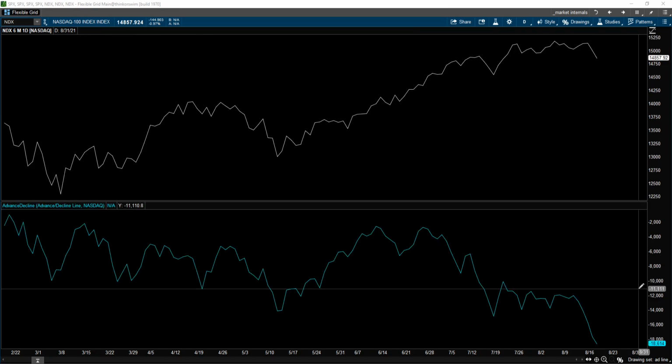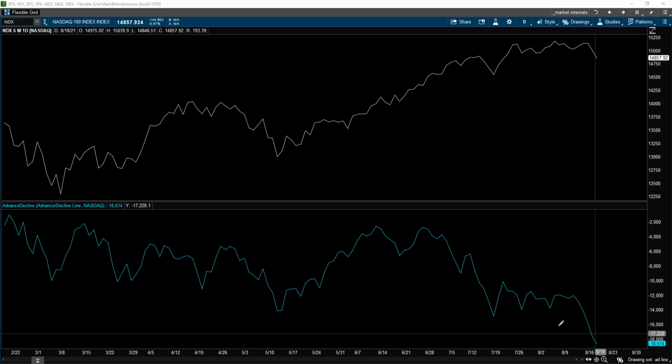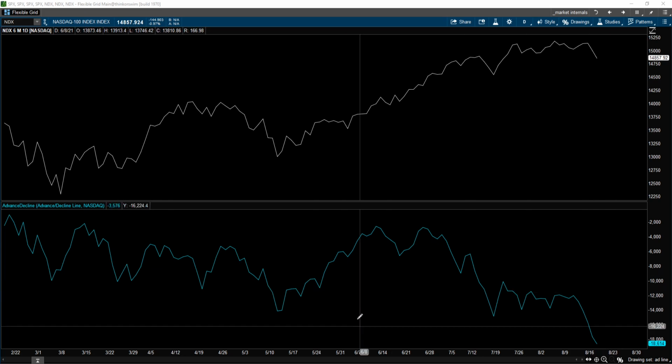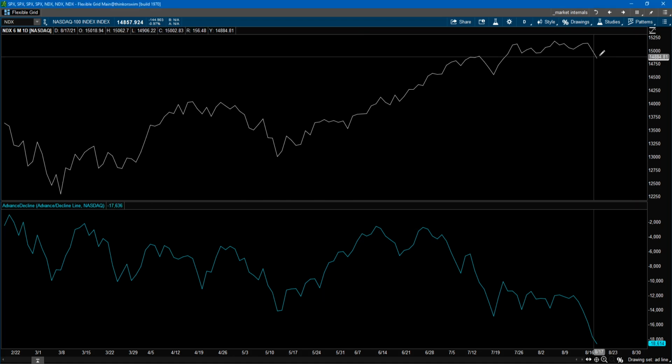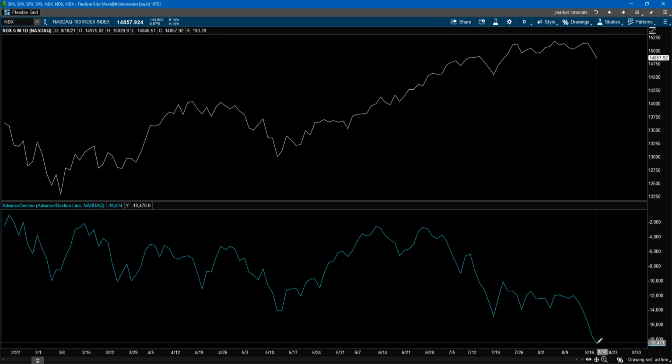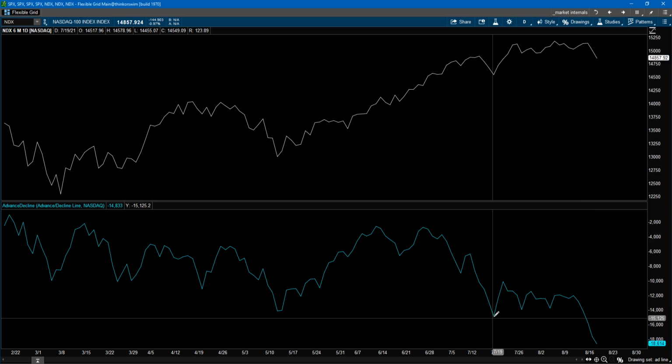And it gets uglier here on the cumulative AD line, right? So now it's essentially taking out all these lows of the last 6 months or so. And you can see that the Nasdaq 100 is still above this pivot low here. And you notice that the AD line is already further below this pivot low here.